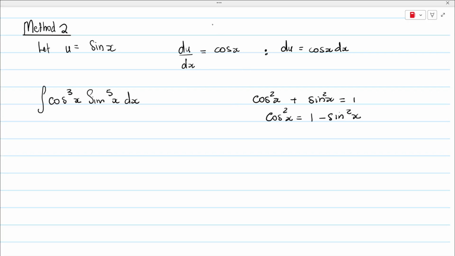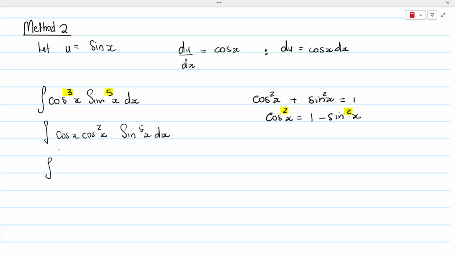Now I have a problem. My trig identity is working with even powers, but in my equation I have odd powers. So how do I solve this? I am going to change these odd powers to even powers by doing this. It will be cos x, cos squared x multiplied by sine 5x dx. I'm not going to change the sine 5x because I said let u be sine x, so this will be taken care of by that part of the equation.